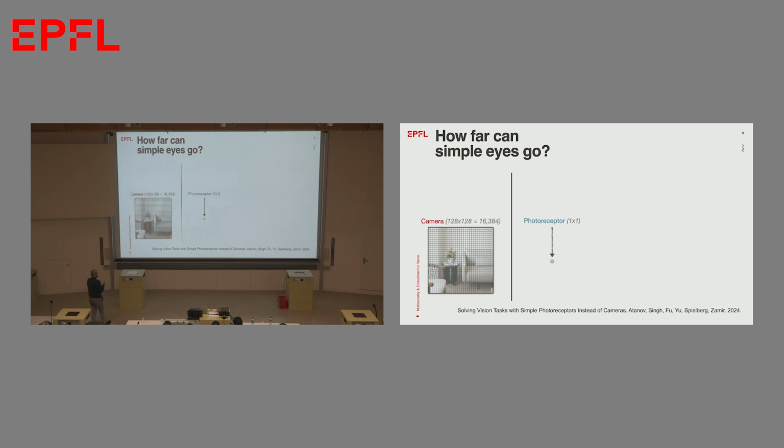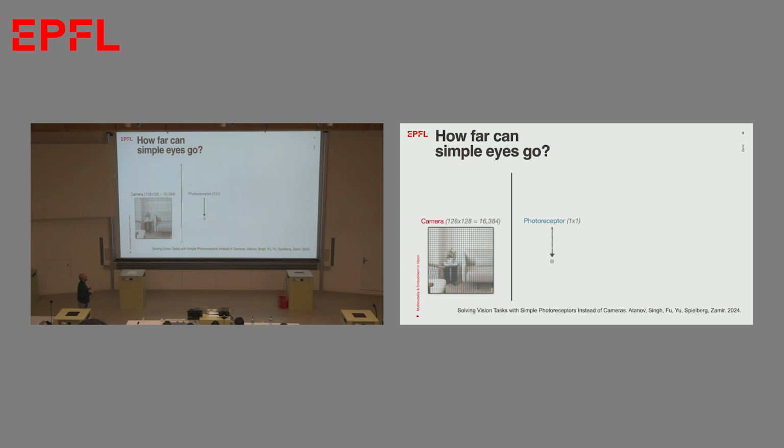A camera, if you run your camera at a very modest resolution of 128 by 128, has 16,000 something pixels in it. Cameras obviously have a lot more resolution than this, but this is still a modest resolution when machine learning is relevant. So still 16,000. A photoreceptor is a 1 by 1. It's basically one sensing point of light in the surrounding environment. So you can think of it in a simplified way as a camera with resolution 1.